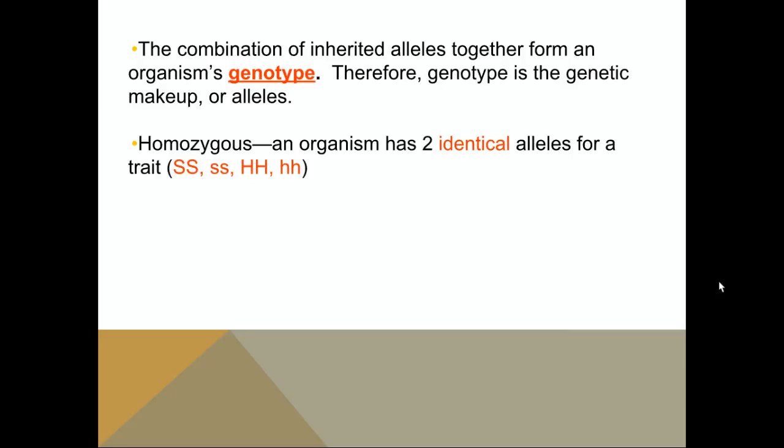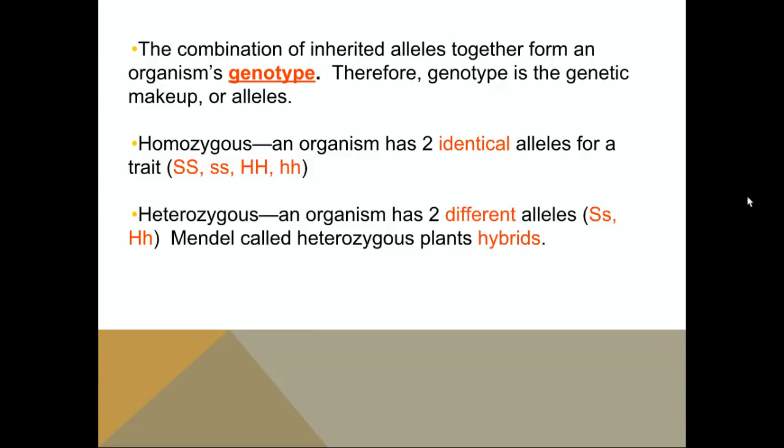Homozygous, an organism has 2 identical alleles for a trait. We use capital letters for dominant traits. We use lowercase for recessive traits. So remember, you're getting one of these alleles from each parent. So, if both parents give you the dominant trait, then you would have 2 capital letters. If they both give you the recessive, you're going to get 2 lowercase letters. And we just use these letters to represent the alleles for the different genes.